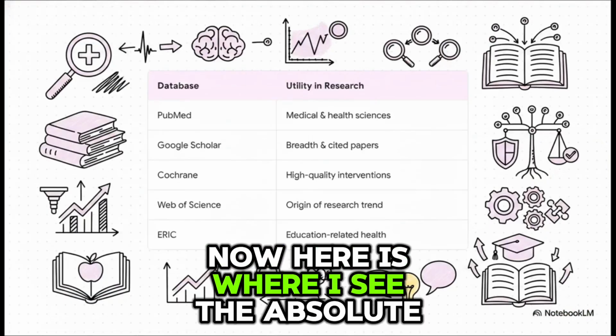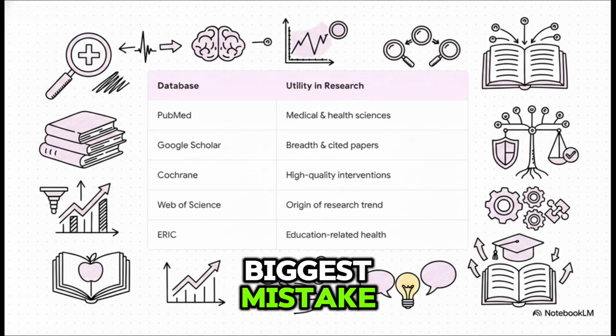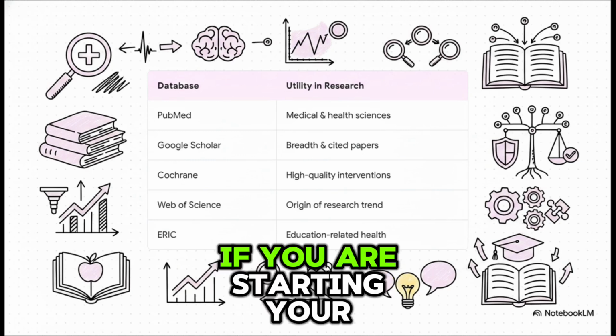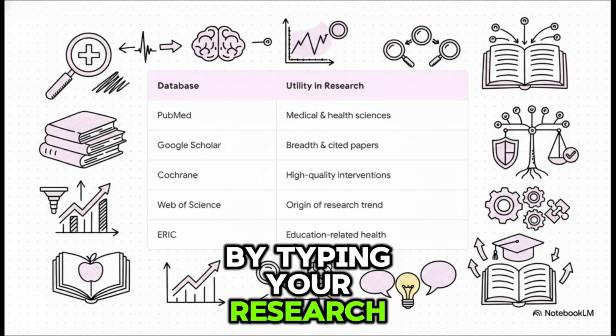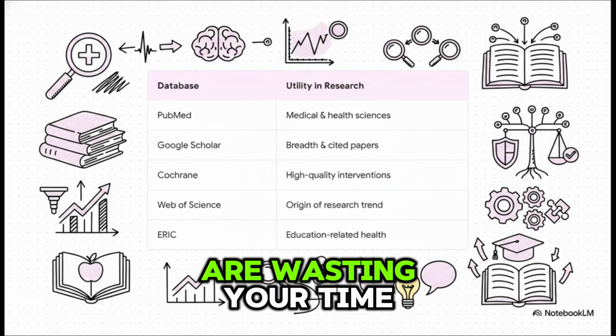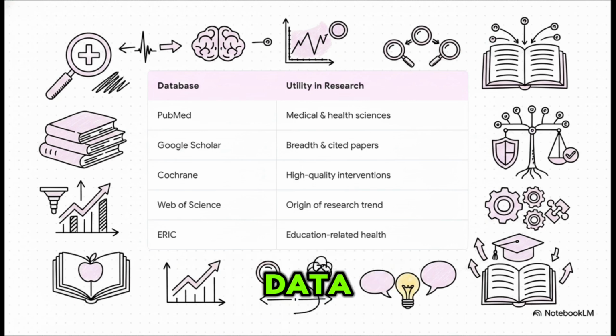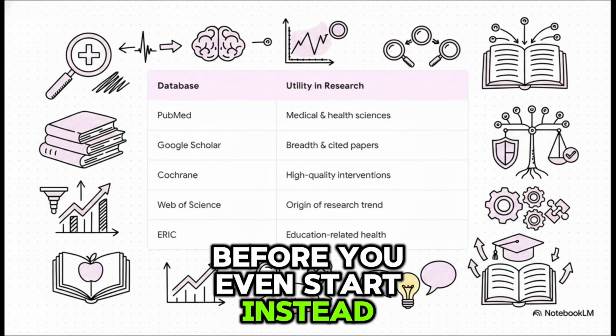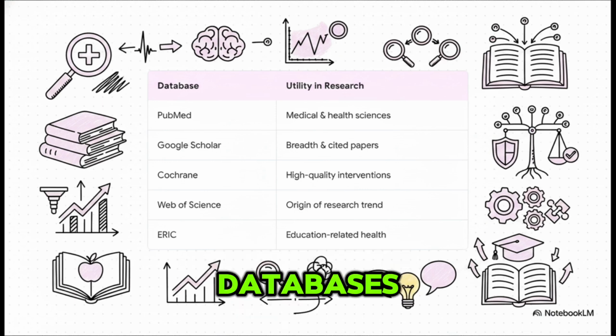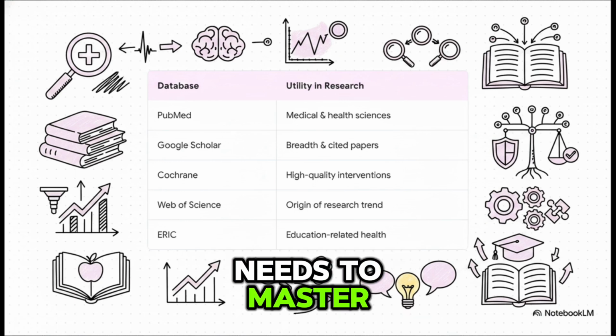Now here is where I see the absolute biggest mistake, the Google trap. If you're starting your literature review by typing your research question into standard Google, you are wasting your time. You're getting blogs, outdated articles, and unverified data. You're losing your academic credibility before you even start. Instead, rely on the 5 elite academic databases every public health professional needs to master.